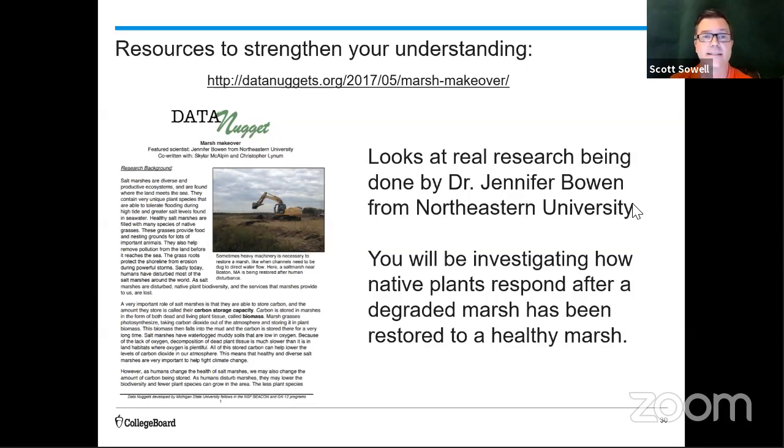Well, there's lots of data nuggets out there, but there's one in particular called Marsh Makeover, in which Dr. Bowen looks at a marsh ecosystem that's undergoing restoration. So it's experiencing a solution. Someone decided this is what we're going to do to improve the wetland, and they're doing it. So her job is to go in and say, well, how well is this working? So she sets up an experiment in which she studies the response to the native grasses from that restoration. So it's a cool review, highly recommend it. And it also touches a lot on the carbon cycle, because it talks about carbon storage capacity of the marsh.